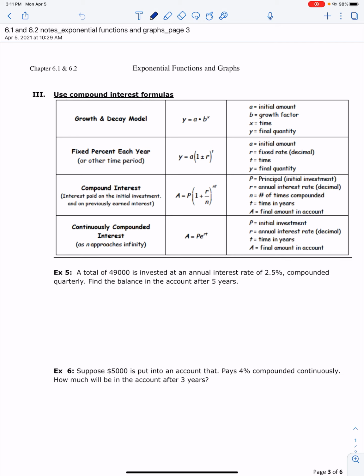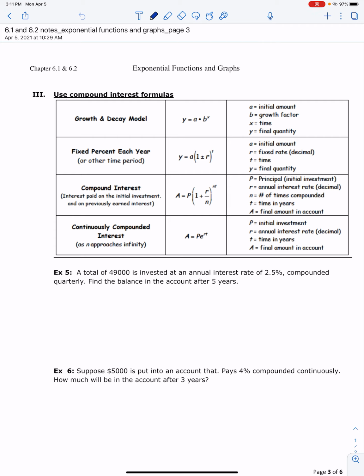So the 6.1 and 6.2 notes, exponential functions and graphs. This is page 3. So we have our growth and decay model up at the top, and everything's kind of a variation on that. If we have growth at a fixed percentage rate each year, we've got the formula y equals a times the quantity 1 plus or minus r, all raised to the t, plus that rate of growth if it's growth, minus that rate of decay if it's decay.